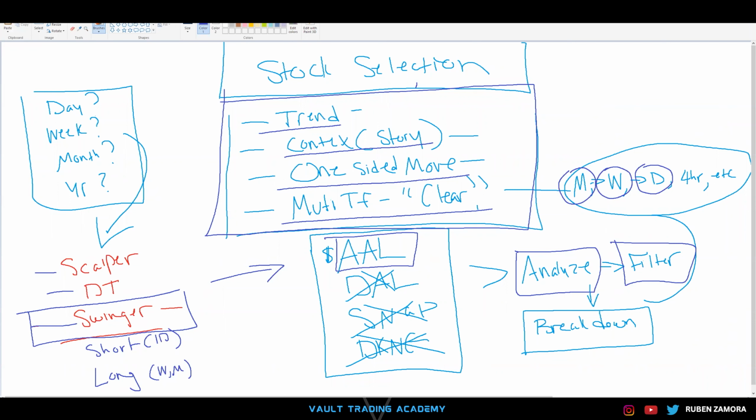And so again, we're just following along with what we learned today: selecting a stock, staying stuck with a stock. Do we want to trade it for the day? Do we want to trade it for the week? Do we want to trade it for the month or for the year? Really depends on the context. How can we break it down? Does it give us a clear move? Do multiple time frames look clear?